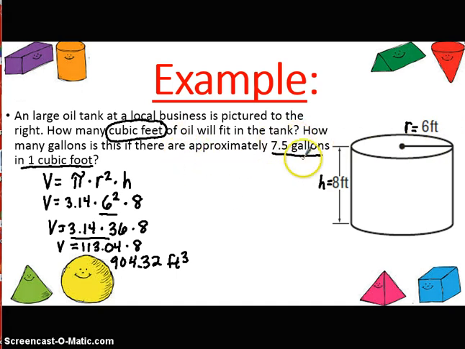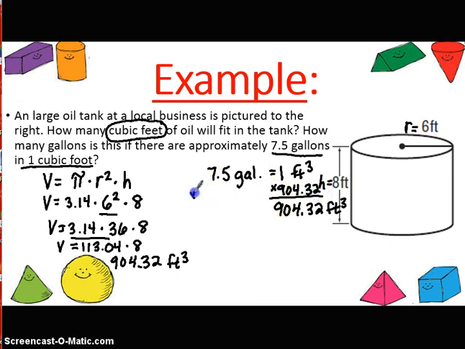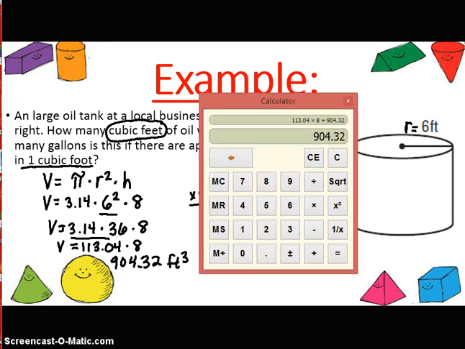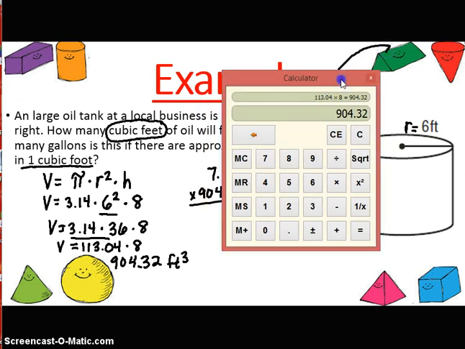So what we're looking for is how many gallons would be in this amount of cubic feet. Well, we know that there's 7.5 gallons in each cubic foot, meaning 1 cubic foot. And we have 904.32 cubic feet. So we have 904.32 times as many as 1. So if we multiply 7.5 times 904.32, that will tell us how many gallons is equal to 904.32 cubic feet.